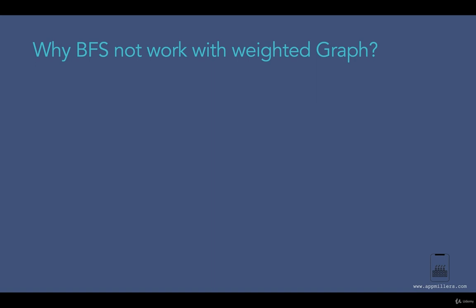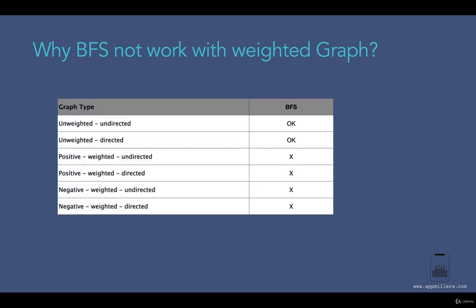Now in one of the previous videos we have learned that there are 6 types of graph data structure, which are unweighted undirected graph, unweighted directed graph, positive weighted undirected graph, positive weighted directed graph, negative weighted undirected graph, and negative weighted directed graph. Now when we implement BFS for the shortest path problem, it works only for unweighted graphs. So as you can see from this table, we have put OK only in the case of unweighted graph. So if our graph is weighted, in this case, the BFS method cannot be used for the single source shortest path problem.